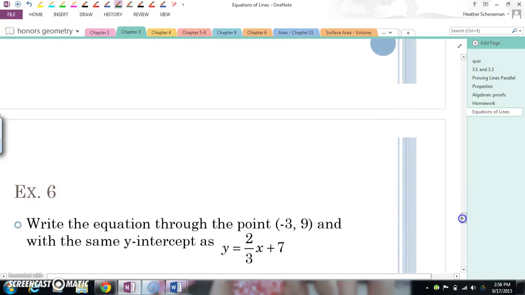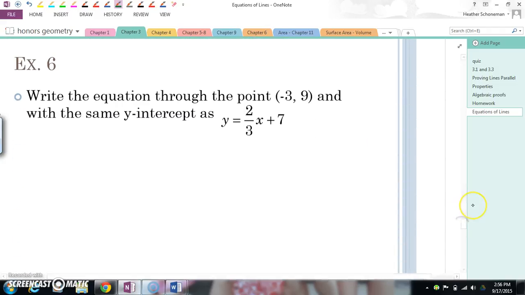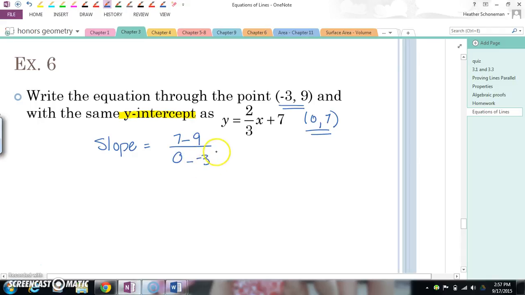Let's set up the next one. Write an equation through the point -3, 9, but be careful, what does it say here? The y-intercept, same y-intercept as that line. Well, the y-intercept of that line would be 0, 7. So here are 2 points, but first we have to find a slope. So the slope of the line they want us to write would be y2 minus y1, 7 minus 9, over x2 minus x1, which is 0 minus -3. That leaves us with -2 over 3, because this is plus a positive.